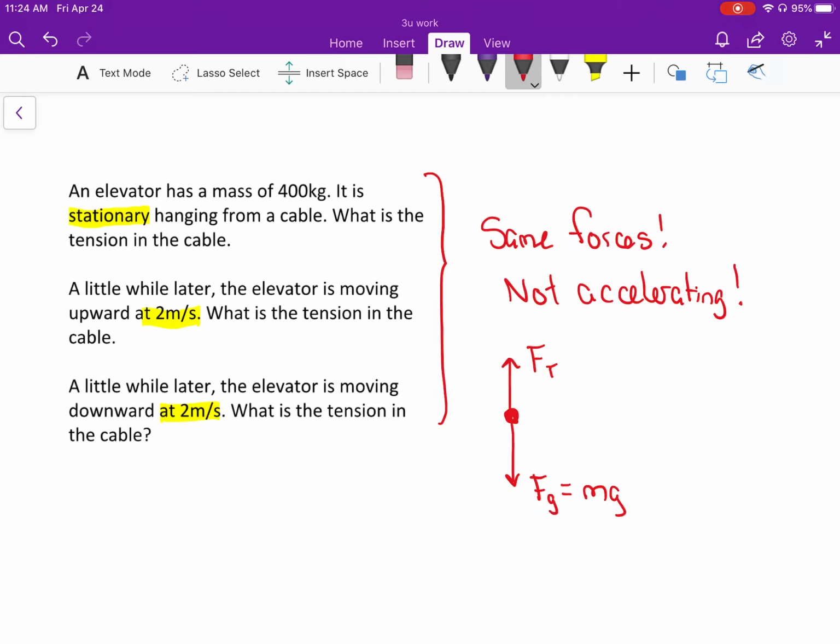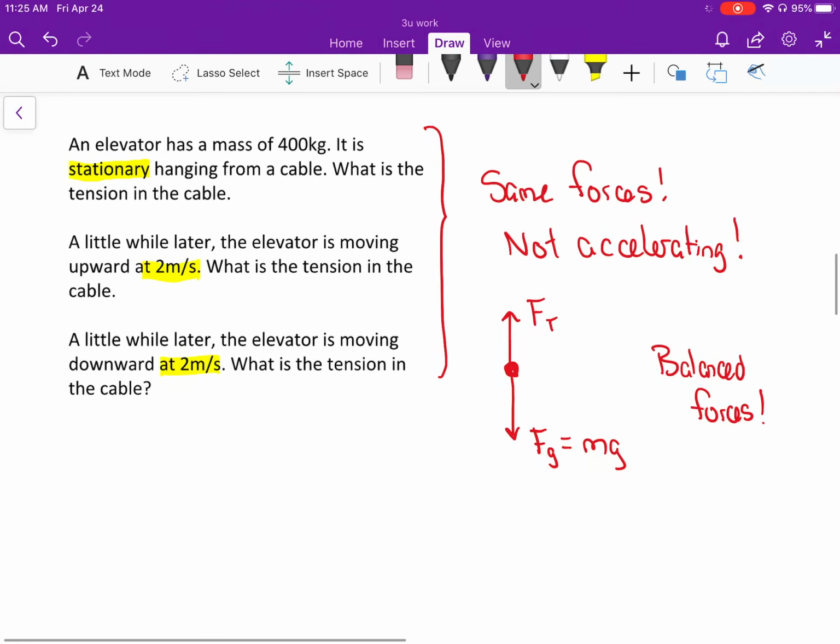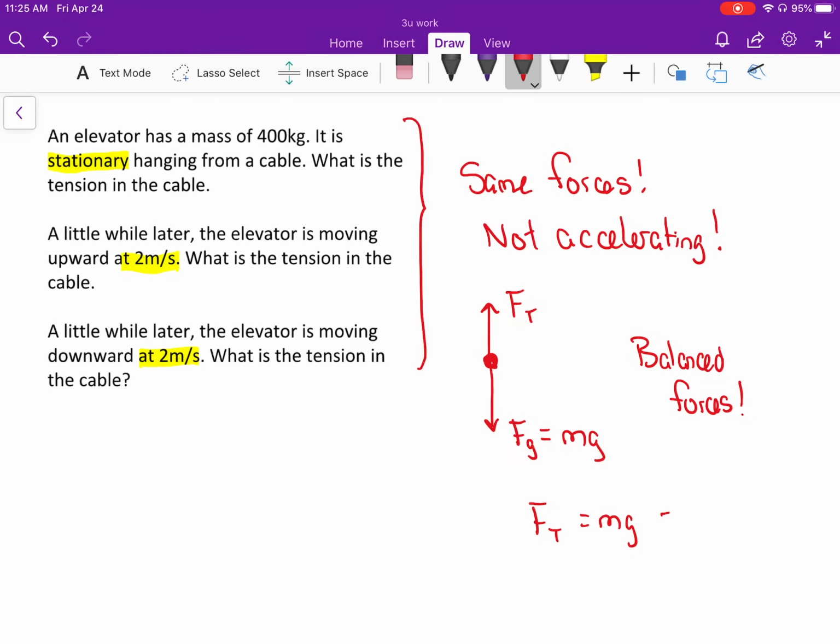When the elevator is stationary, the forces have to be balanced. If the upward force were bigger, that would mean it's accelerating upward. If the downward force were bigger, that would mean it's accelerating downward. If it's stationary, that means it's not accelerating at all. That means the forces have to be equal. This one I made up a number of 400, so whatever 400 times 9.8 is. Double check, but I'm getting 3920.